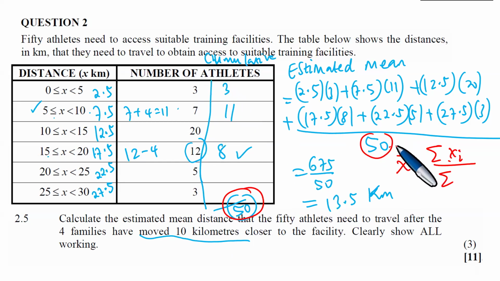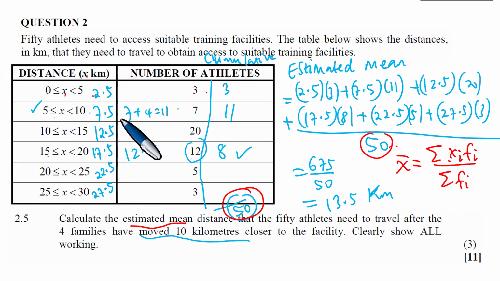That is the total. And now, if you take the xi's in the middle, you multiply by the individual frequencies, and then you divide by this total. So this is the formula for the estimated mean they're talking about. You must take the midpoints multiplied by the individual frequencies.